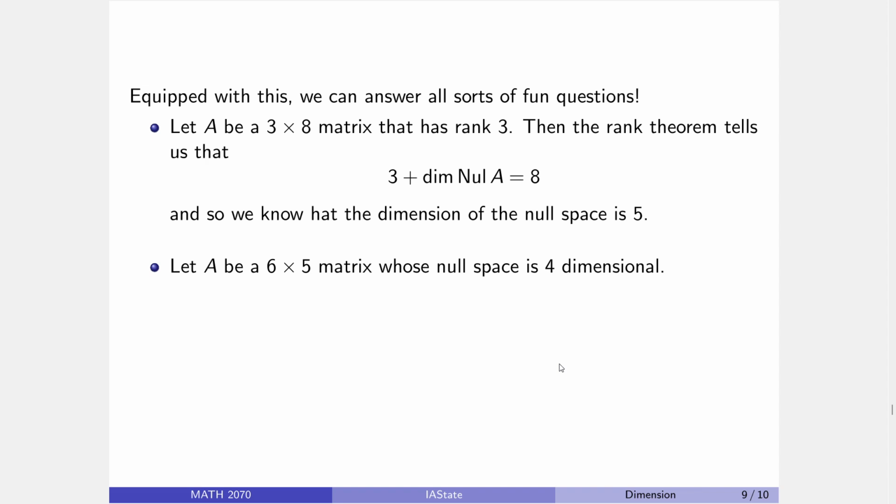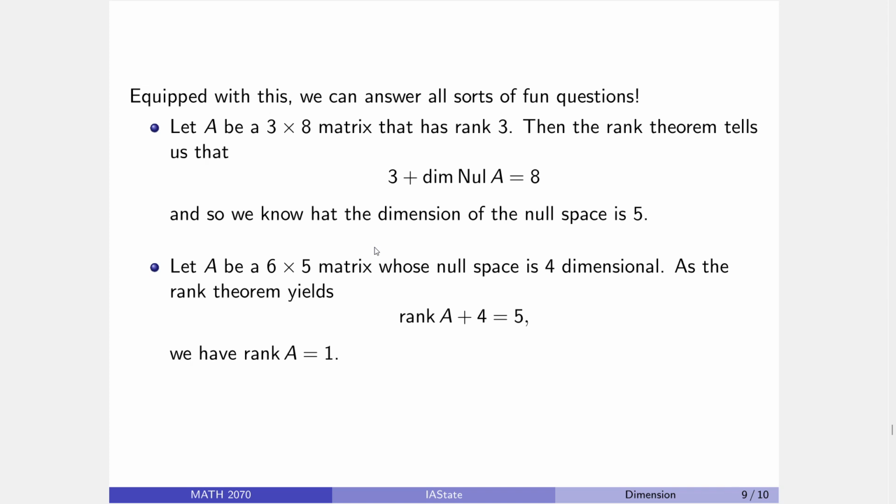Let's say you've got a 6 by 5 matrix whose null space is 4-dimensional. All right. Well, the rank theorem then tells us that rank plus 4 has to equal the number of columns, which is 5, and so the rank has to be 1. So if you know the rank, you immediately know the dimension of the null space, and if you know the dimension of the null space, you already know the rank. All right, those are too easy.